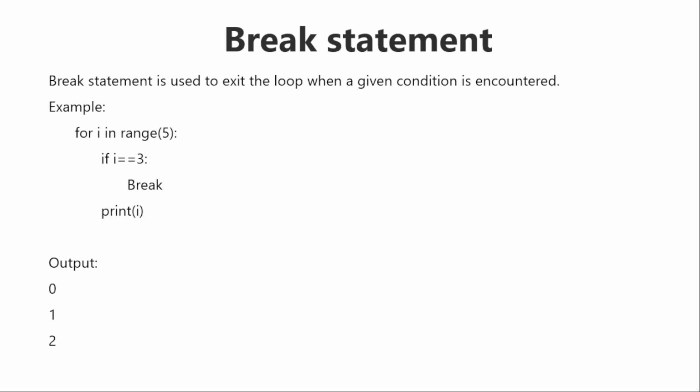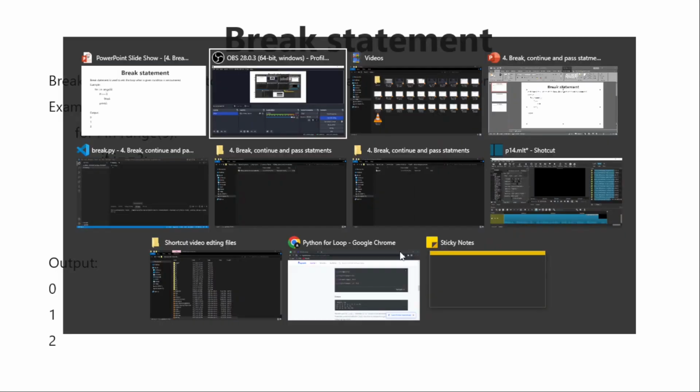For example, for i in range of 5, if i is equal to 3, you are telling the loop to break and print the values. So for this example, the output will be 0, 1, 2. Let us execute this break statement in the code editor.